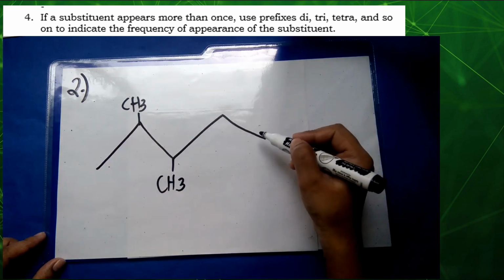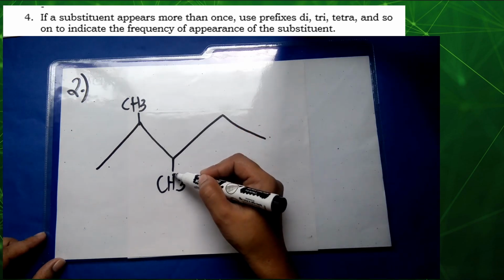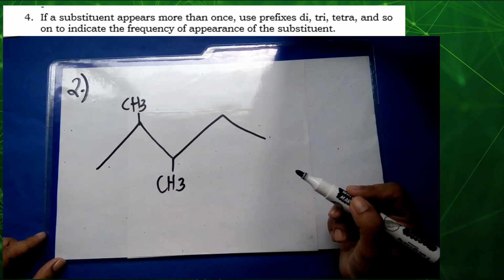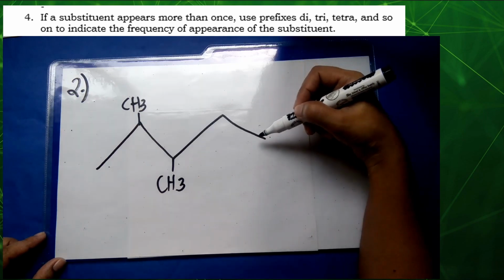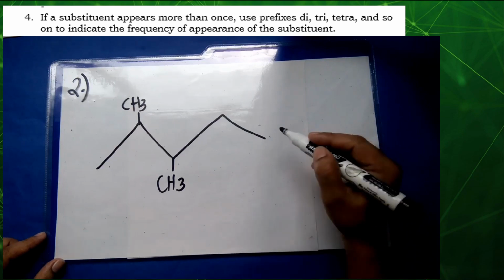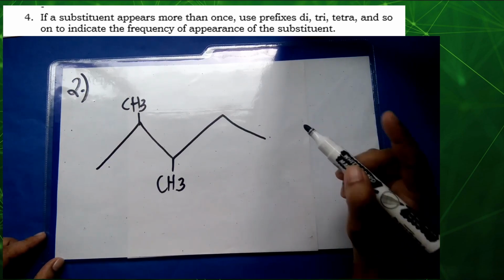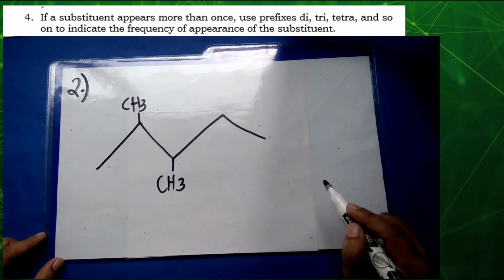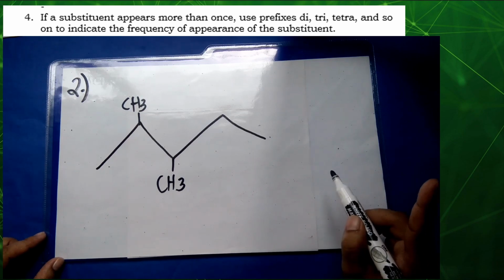Because if we're going to count this way, 1, 2, 3, 4, pwede naman po yun, pero 4 carbon atoms lang yun. So hindi siya longest chain. Pwede rin pong ganito, 1, 2, 3, 4, 5, pwede rin po. But still, the number of carbon atoms po ay 5 lang. So, the parent chain contains 5 carbon atoms.